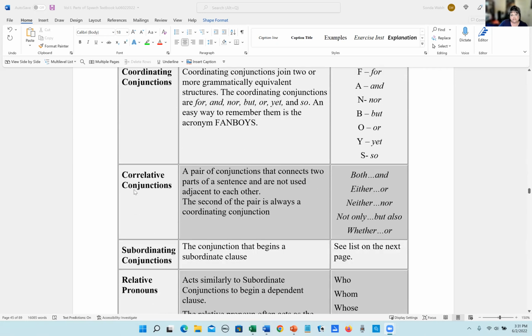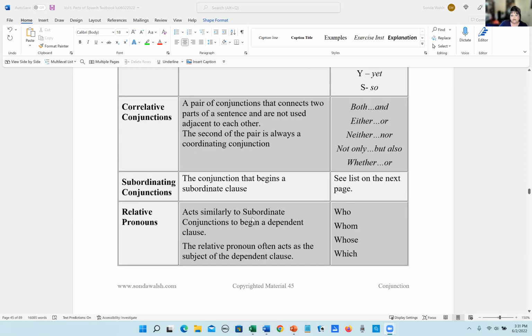The next type of conjunctions are the correlative conjunctions. And these are always in a pair: both and, either or, neither nor, not only but also, and whether or. But they're not ever right next to one another in a sentence. And we'll see some examples of that.